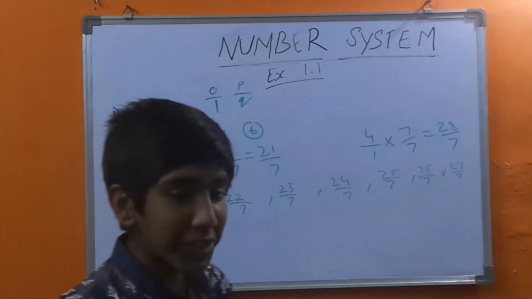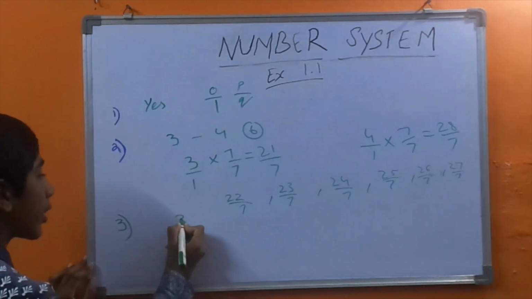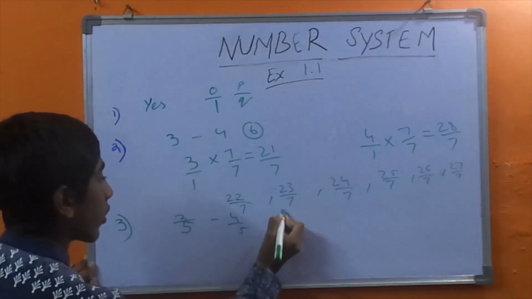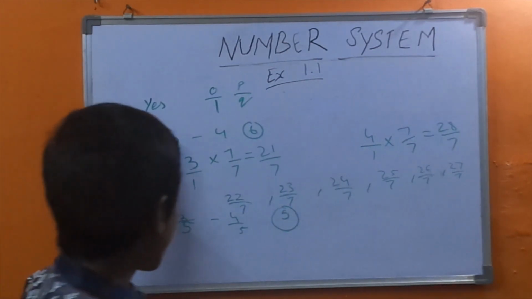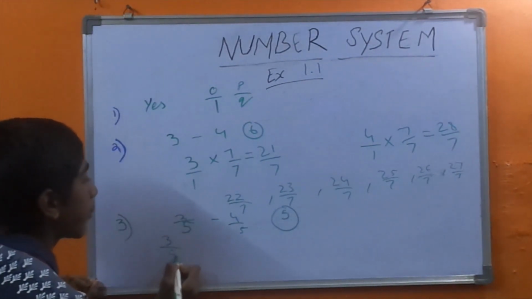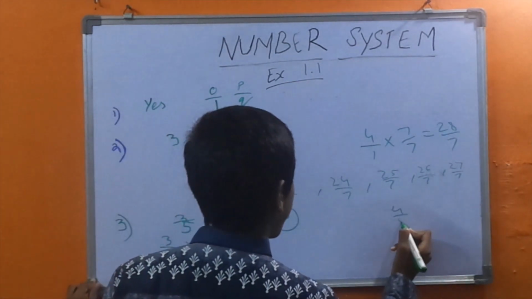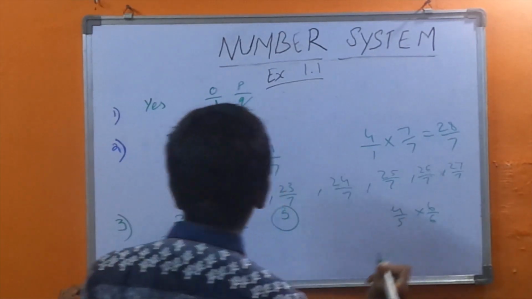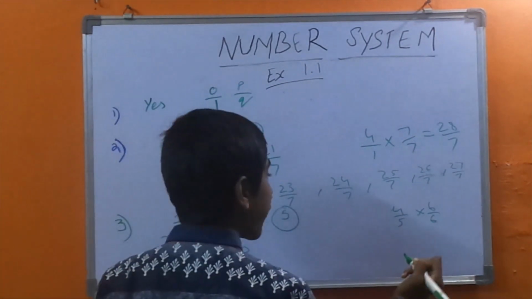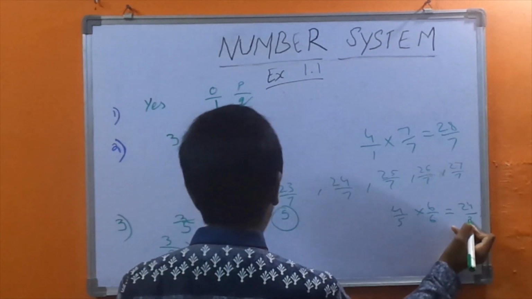Now, moving on to the next question. The third question is, you have to find 5 rational numbers between 3 by 5 and 4 by 5. It is the same procedure we followed here. 3 by 5 multiplied by 6 by 6 and 4 by 5 multiplied by 6 by 6. 3 by 5 multiplied by 6 by 6 gives 18 by 30 and 4 by 5 multiplied by 6 by 6 gives 24 by 30.